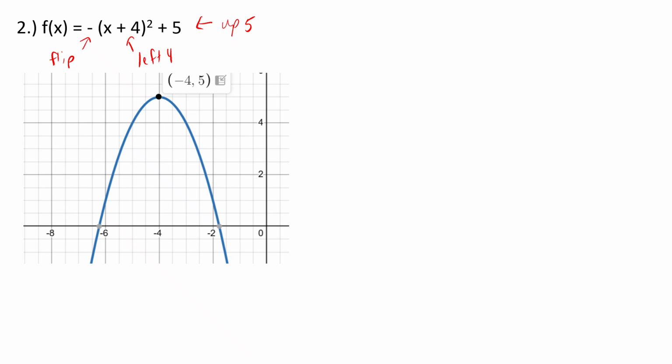And lo and behold, look, guys, it goes left 4 and then up 5. And then you can see that it is flipped over. So you don't really need a graphing utility to do this. You could probably do it just as fast. The domain for every quadratic is all real numbers. Please use the notation or verbiage that your teacher would want you to use for that.